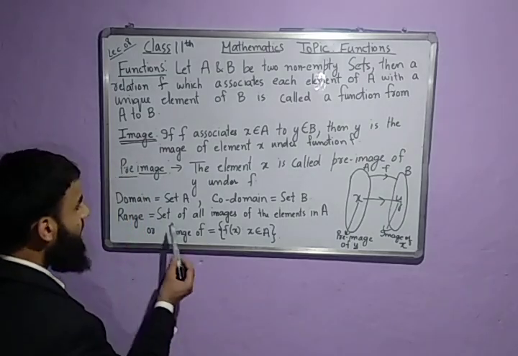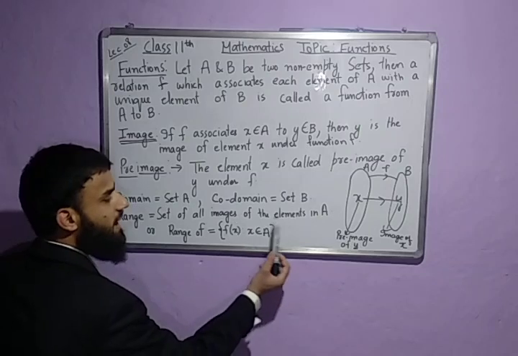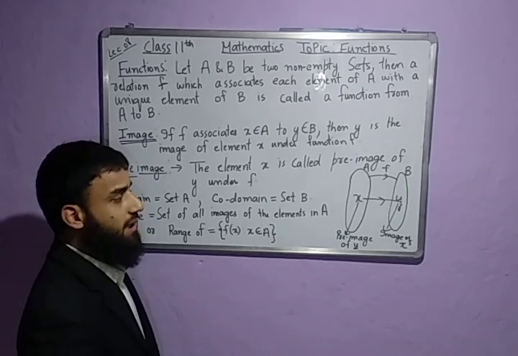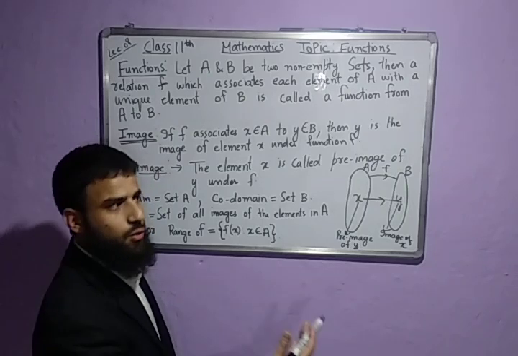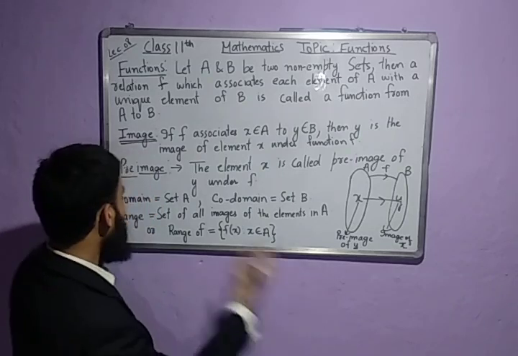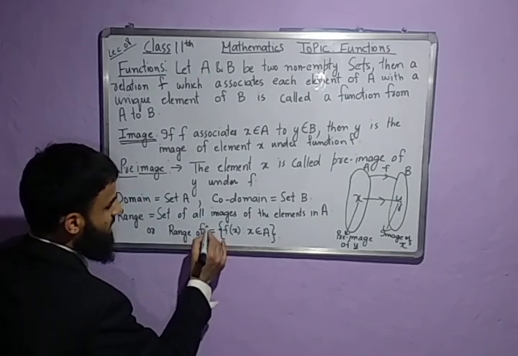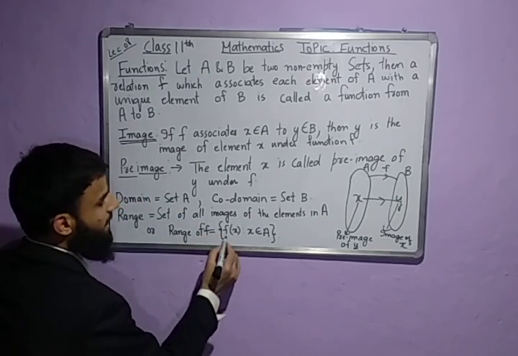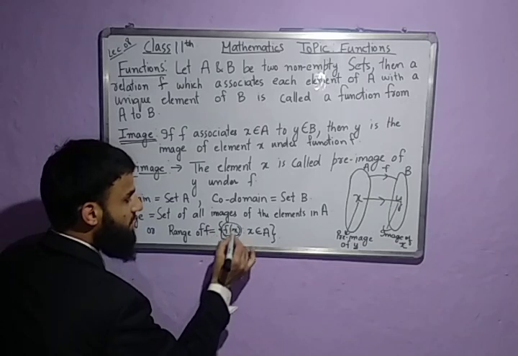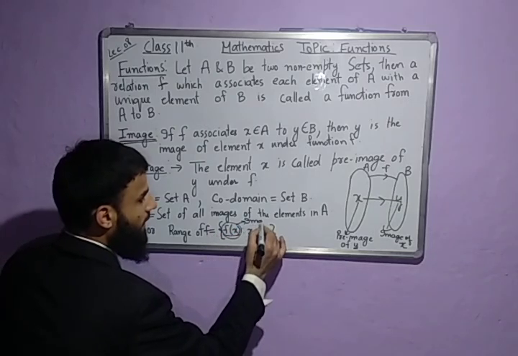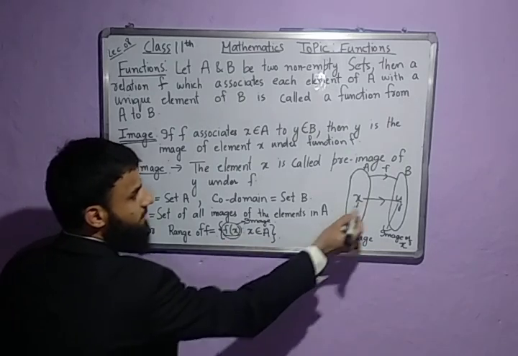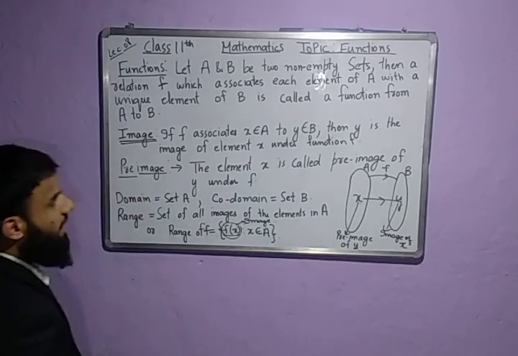So I have written a definition here. Range is the set of all images of the elements in A, okay. So whichever elements in the set A are present, the images of those elements which are present in the set B, if you make a set of those images, it will become the range. The range of a function f is given by f of x, meaning the set of all images, where this x belongs to set A. So this is all about the functions.